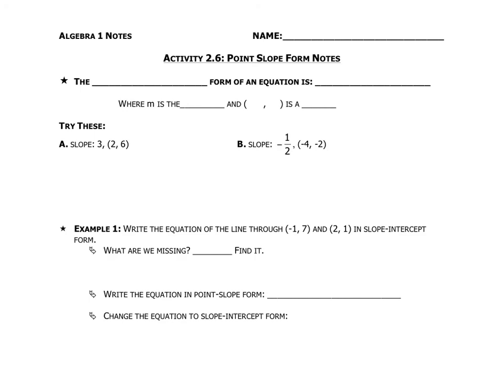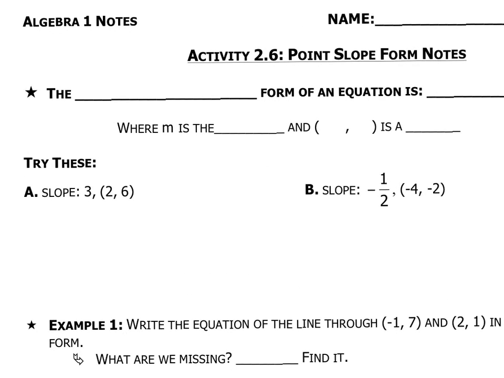Okay, here is the next set of notes on point slope form. Now, in the previous set of notes, we talked about the slope intercept form, in which it gave us the slope and the y-intercept. This one's slightly different. So, and let me zoom in here. The point slope.